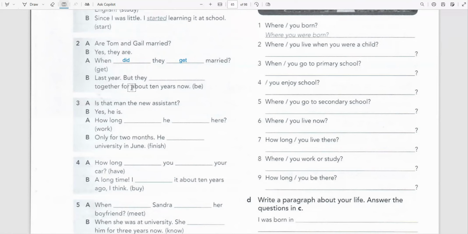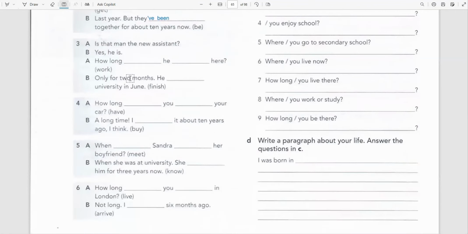But they, look, about 10 years now. Now is about present, right? 10 years. We're talking about period for about 10 years now. So that structure has to be in present perfect. So, but they, be. The present perfect of be. So they, we use have. And then past participle of be is been. So, but they've been together for about 10 years. Okay. Can I use here contraction? Of course I can. So if I'm going to do that, I'm just going to put apostrophe VE, but they've been together for about 10 years now.